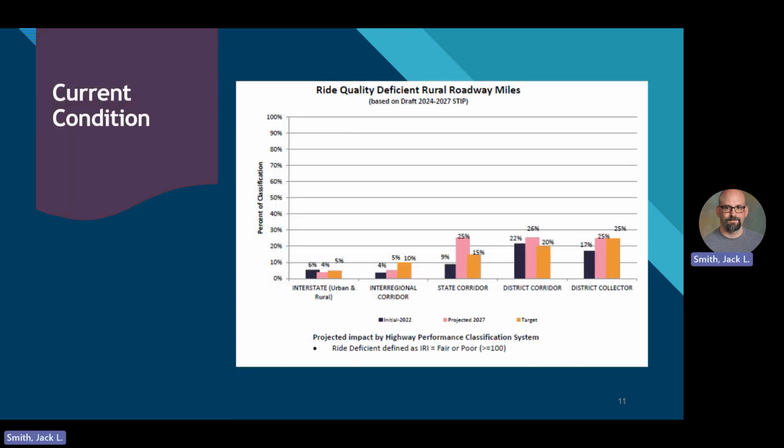Finally, we break down the current condition between each of our different HPCS classifications. So looking at the interstate in this example, we have a target of 5%, no more than 5% being deficient. And over these years, we see a decrease from 6 to 4. So the interstate is improving. But with this current investment strategy, we do see the projected versus the initial with the state corridors getting worse. And so this is something that we bring to the attention of our executives so that they know exactly what the impacts of the investment that we have going forward.